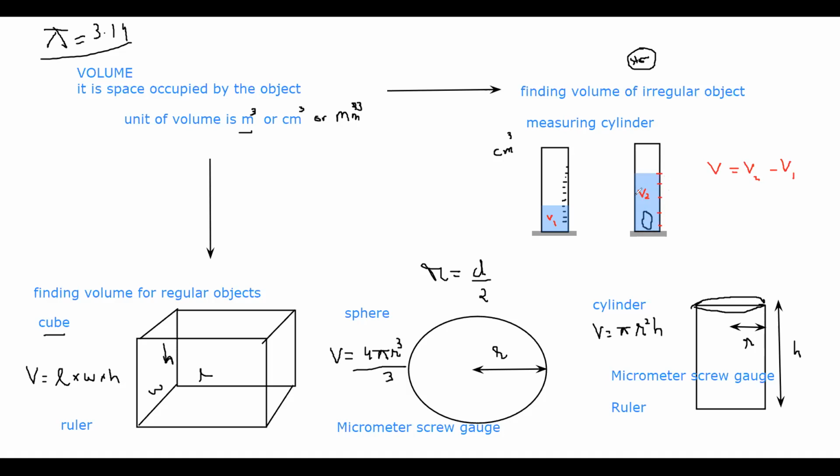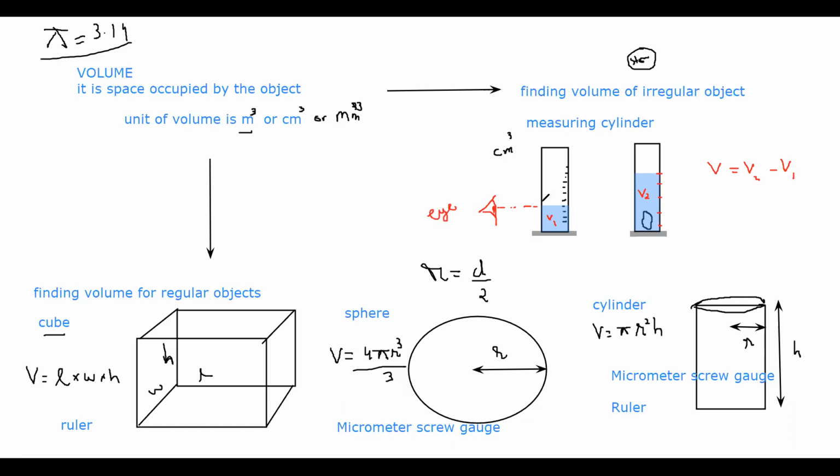So we first fill the measuring cylinder with liquid and record the volume. Whenever we are reading the scale, we should always look perpendicular to avoid parallax error. So we should always look at 90°, perpendicular to the scale.